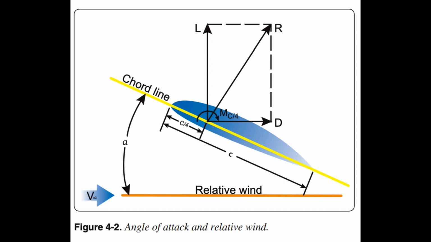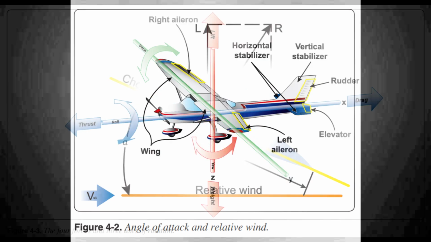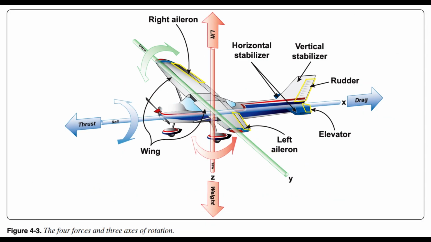The four forces. The four basic forces, figure 4.3, acting upon an aircraft in flight are lift, weight, thrust, and drag. Lift. Lift is a component of the total aerodynamic force on an airfoil and acts perpendicular to the relative wind. Relative wind is the direction of the airflow with respect to an airfoil.